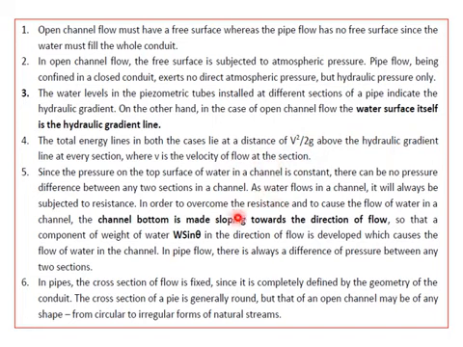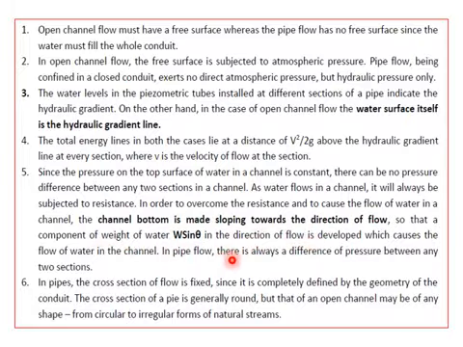Now, how does the flow take place in an open channel flow? Since you know that the pressure at the top surface of the water in a channel is a constant, that means it is subjected to atmospheric pressure. There can be no pressure difference between any two sections. So now, as water flows in the channel, it will always be subjected to resistance. In order to overcome this resistance and to cause the flow of water, the channel is made sloping towards the direction of the flow. So that means a component W sin theta in the direction of the flow is developed, which causes the flow of water in the channel.